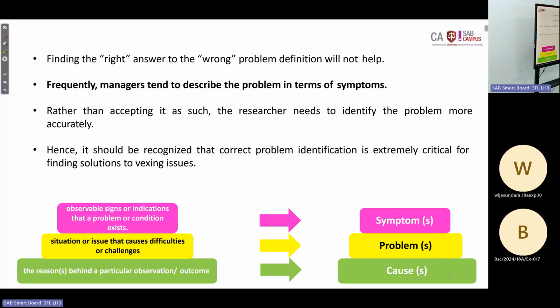So we are describing your problem based on the symptoms. You first grab the symptoms, not the problem. Right. Okay. So what do you mean by the symptoms? Observable signs, indications that the problem or condition exists. It's the indicator for the problem. The problem is a situation or issue where the difficulty is. The causes are the reasons behind the particular observation.